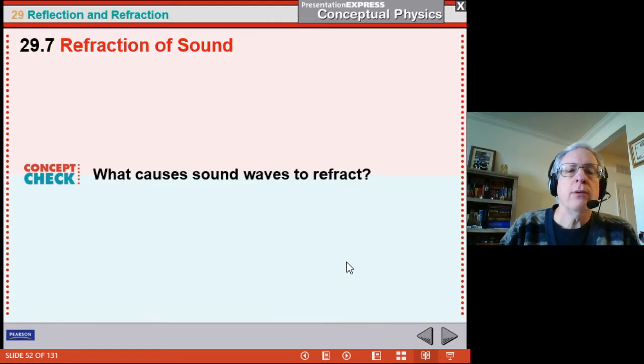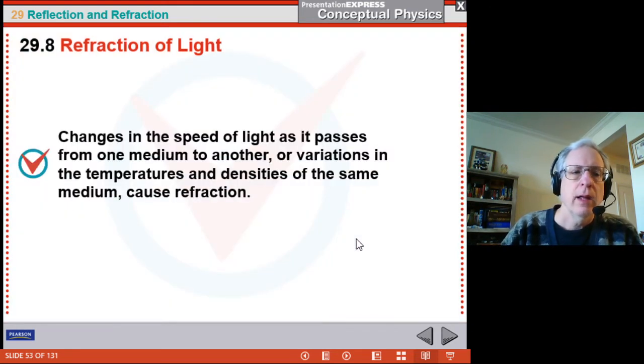So what causes sound waves to refract? Usually it's a difference in temperatures of the air. Another thing that can cause sound waves to refract is when they go from one medium to another, like first it's in air, then it's in liquid. When it goes from air to water, it's going to refract because it's going to change speed. It's actually going to speed up when it hits the water.